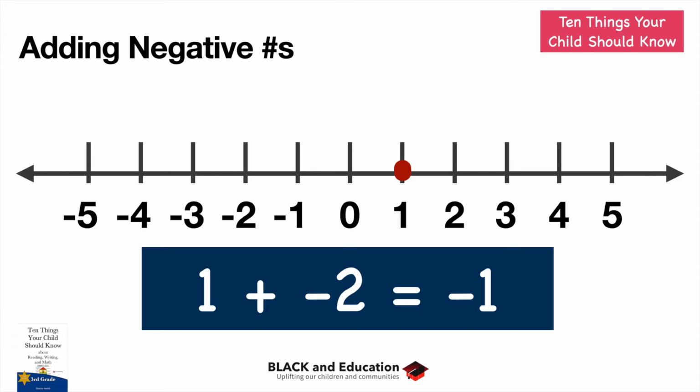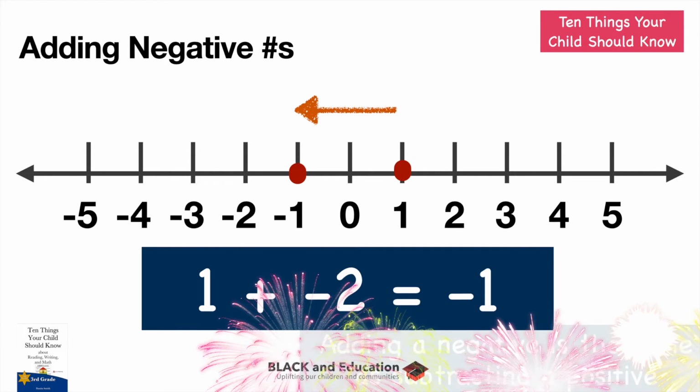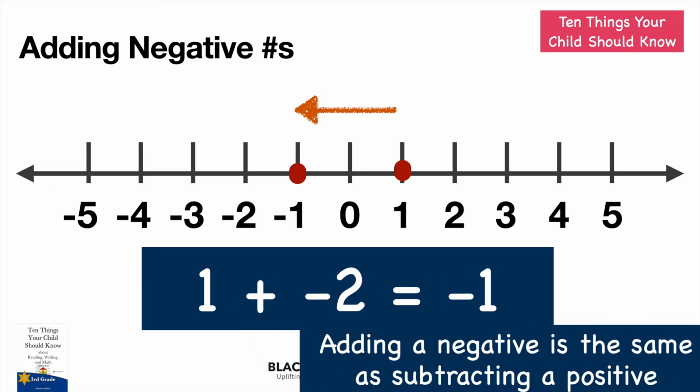If I have 1 plus a negative 2, when I add a negative, it's just like subtraction. So 1 plus negative 2 would put me at negative 1. I'm really looking at the difference between negative 2 and 1. So if I went over to the left 2 spaces, I'm going to be at negative 1. Essentially what that's saying is that when I add a negative number, it's the same thing as subtraction, like you're used to subtracting. Adding a negative is the same as subtracting a positive.